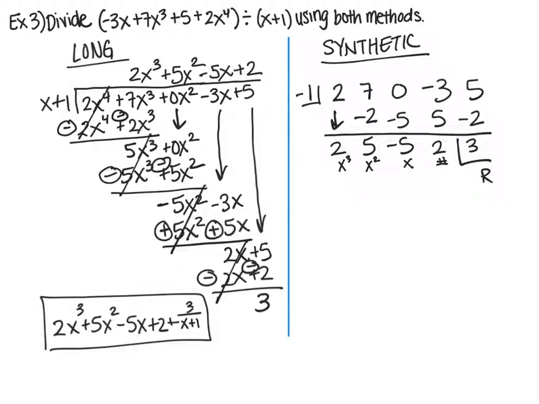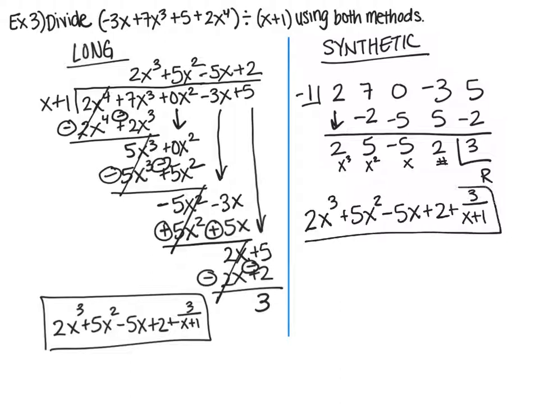So doing it this way, we see that we get a result of 2x cubed plus 5x squared minus 5x plus 2, and the remainder of 3 will be divided by the divisor x plus 1. And you will notice that the answer doing synthetic division comes out to be exactly the same as the answer that we got by doing long division.